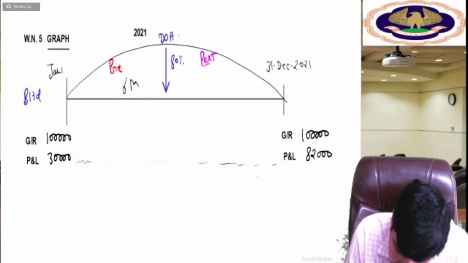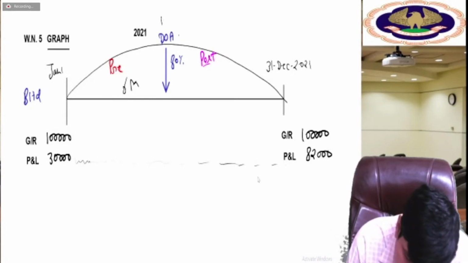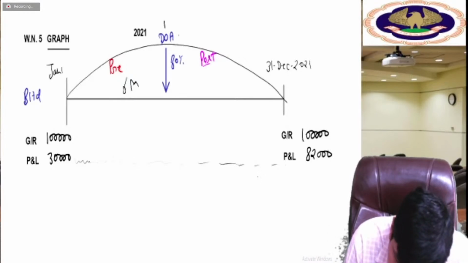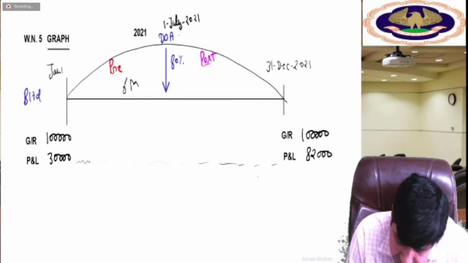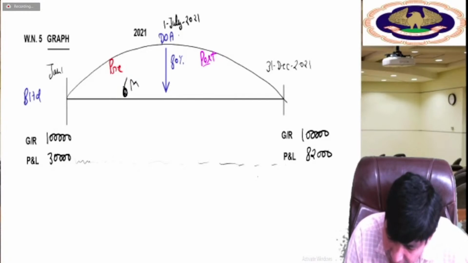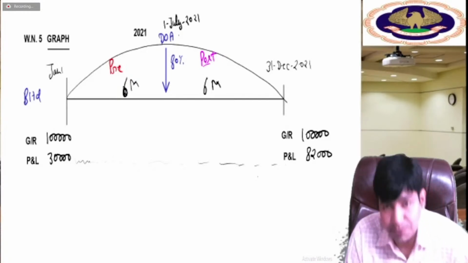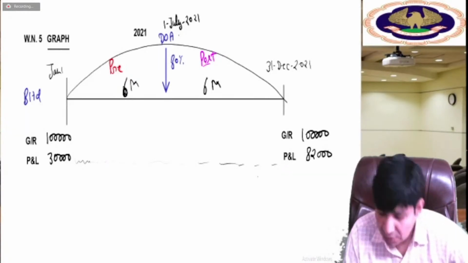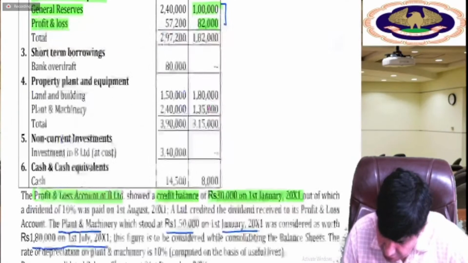Yes, because the date of acquisition is 1st July 2021. What is the date of acquisition? 1st July 2021. That means 6 months are in pre and 6 months are in post. I don't think there is any problem till this.